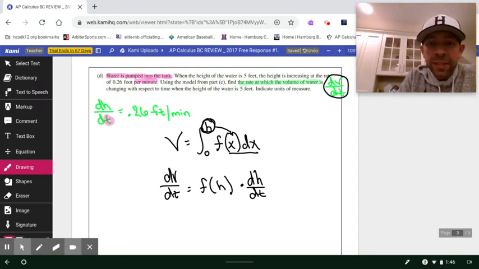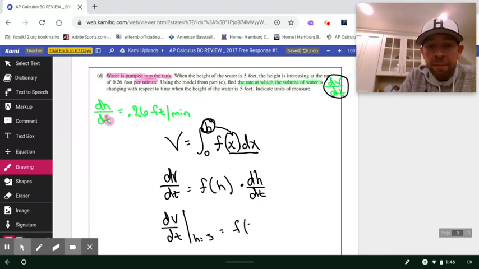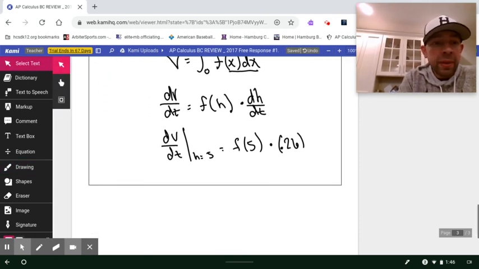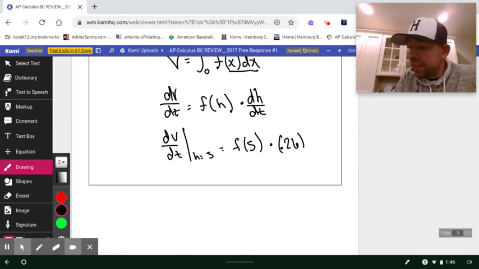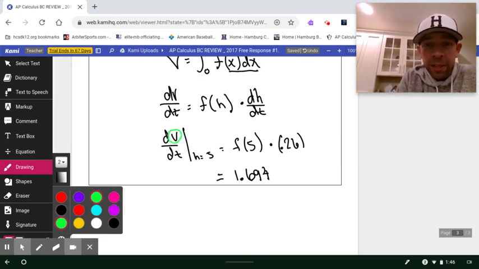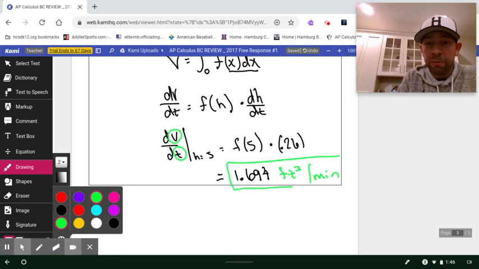So now we could say, all right, dV/dt at the moment where h equals 5 is going to be f of 5, which I can use my calculator to evaluate, multiplied by 0.26 as the given value. And we're just going to pump all of that into the calculator here. And let's see what my calculator says: 1.694. Now the units, think about how you measure V, that's going to be cubic feet. Think about how you measure t, that's going to be in minutes. And that's all you got to do for your units. So there's a beautiful final answer.